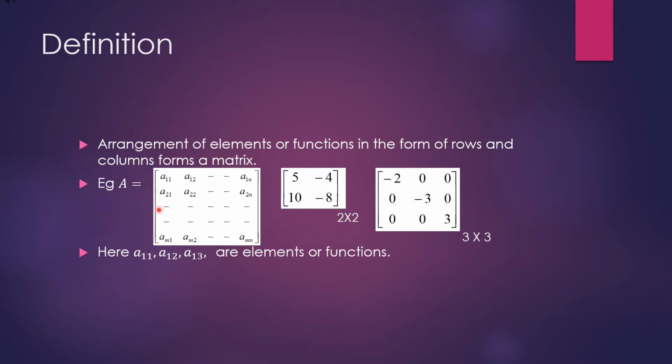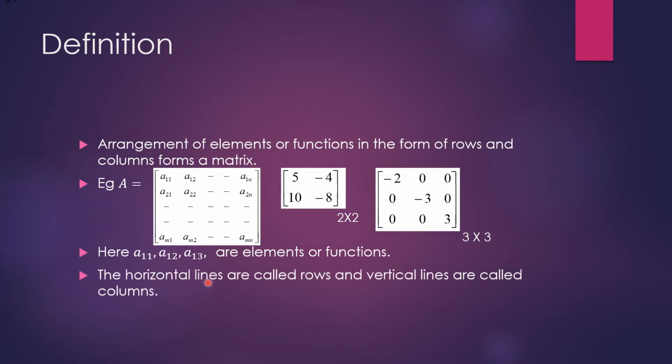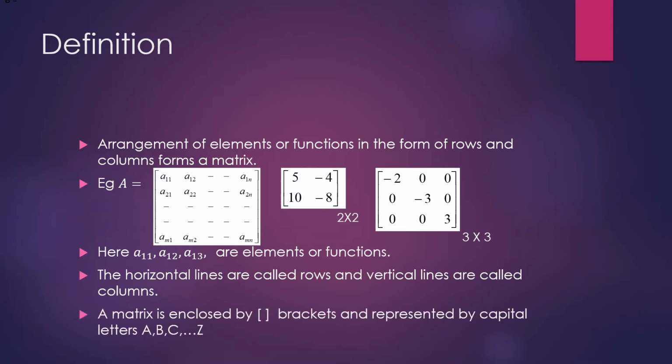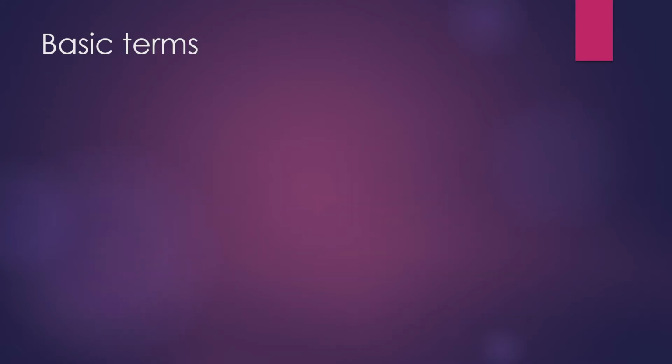See here A11, A12, A1n, A22, all these are elements or functions. As said, horizontal lines are called rows and vertical lines are called columns. A matrix is enclosed by square brackets and represented by capital letters A to Z. Let's move on to the further part.